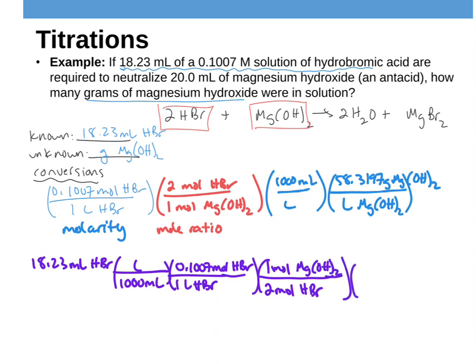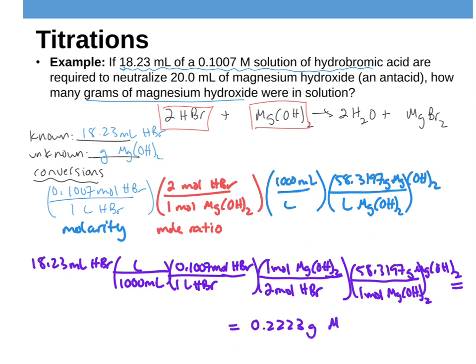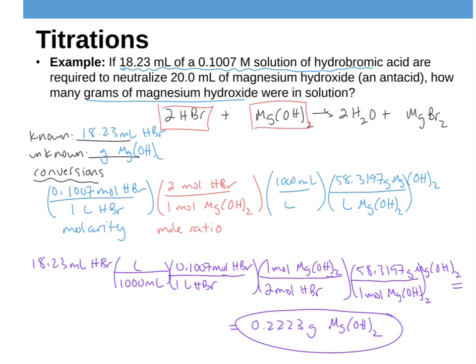And once I know how many moles of magnesium hydroxide there are, I can figure out, based on the molar mass of magnesium hydroxide, how many grams I should get. So if I do that math, I end up getting 0.2223 grams of magnesium hydroxide. So that would be my answer, right? They're asking for grams. No one asked about the molarity of the solution. So in this case, this is kind of like a little red herring.